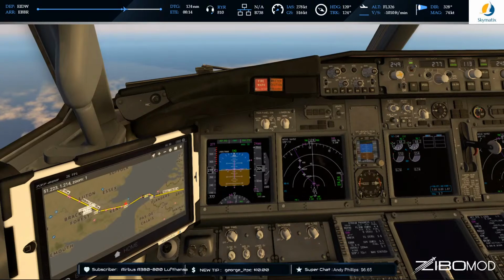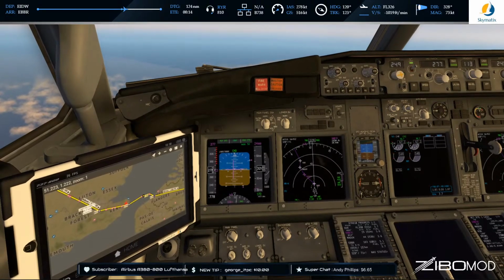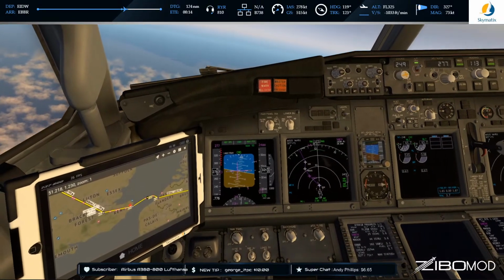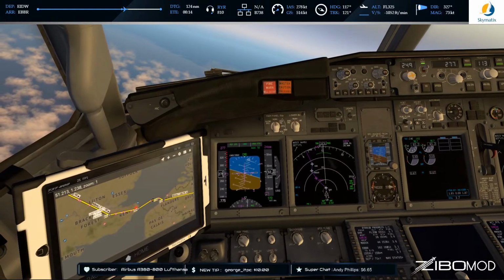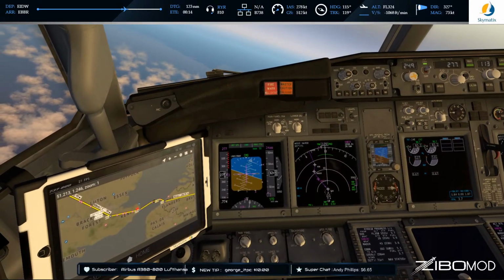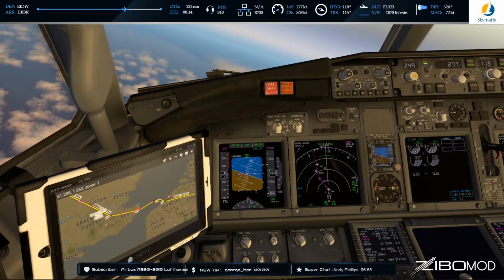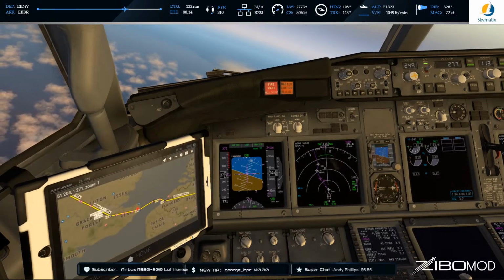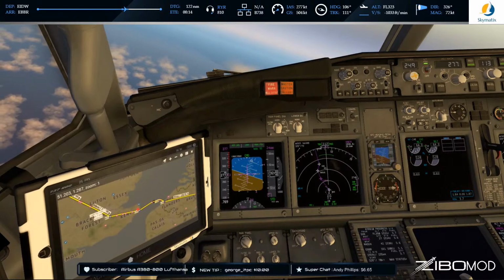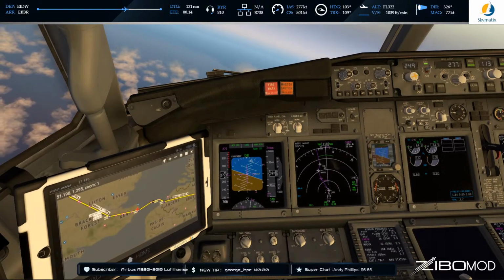Tanix 1141, climb flight level 290. Climb level 290, change level 41. Flybird 23, climb flight level 390. 390, Flybird 23.